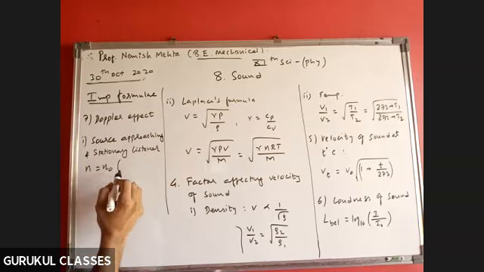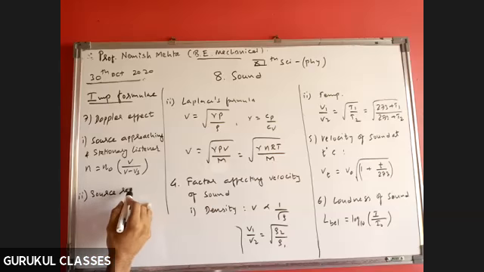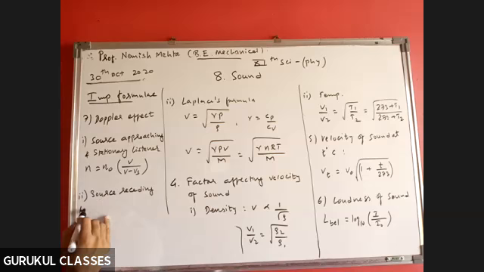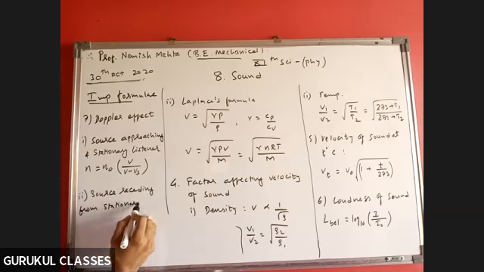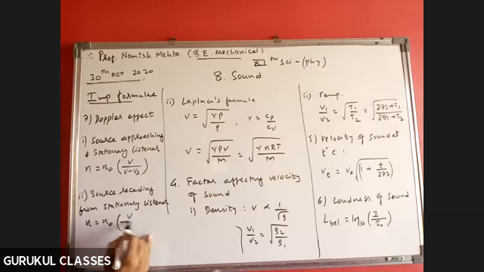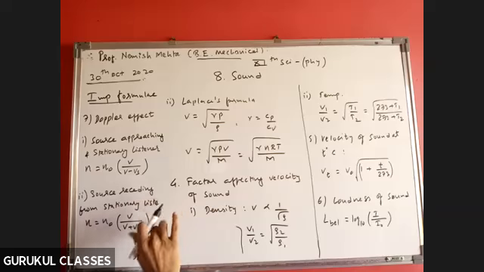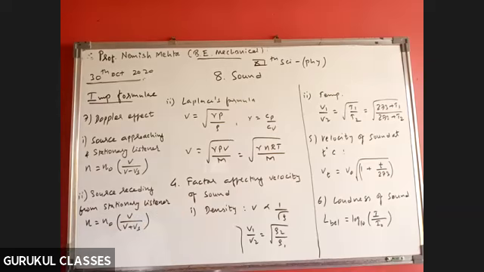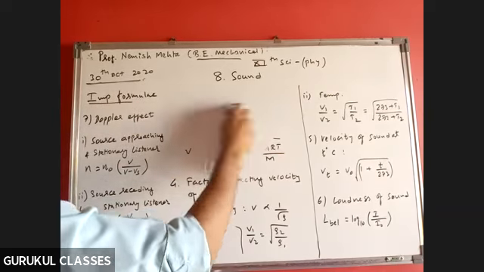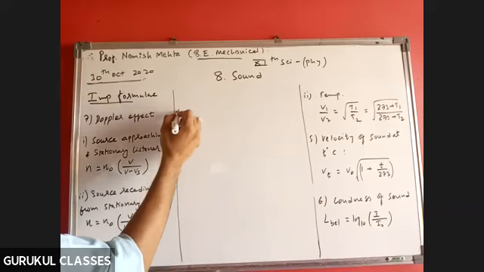N equals N0 V upon V minus Vs, we have seen the proof of this also. Source receding from a stationary observer, listener also you can say. N equals N0 upon V plus Vs. We had already written both formulas with plus minus, but this is more specific, so there will be no confusion when to apply minus and when to apply plus. When the source is approaching the listener, we have to subtract. When the source is receding from the listener, we have to add. Okay, so there will be no confusion now.